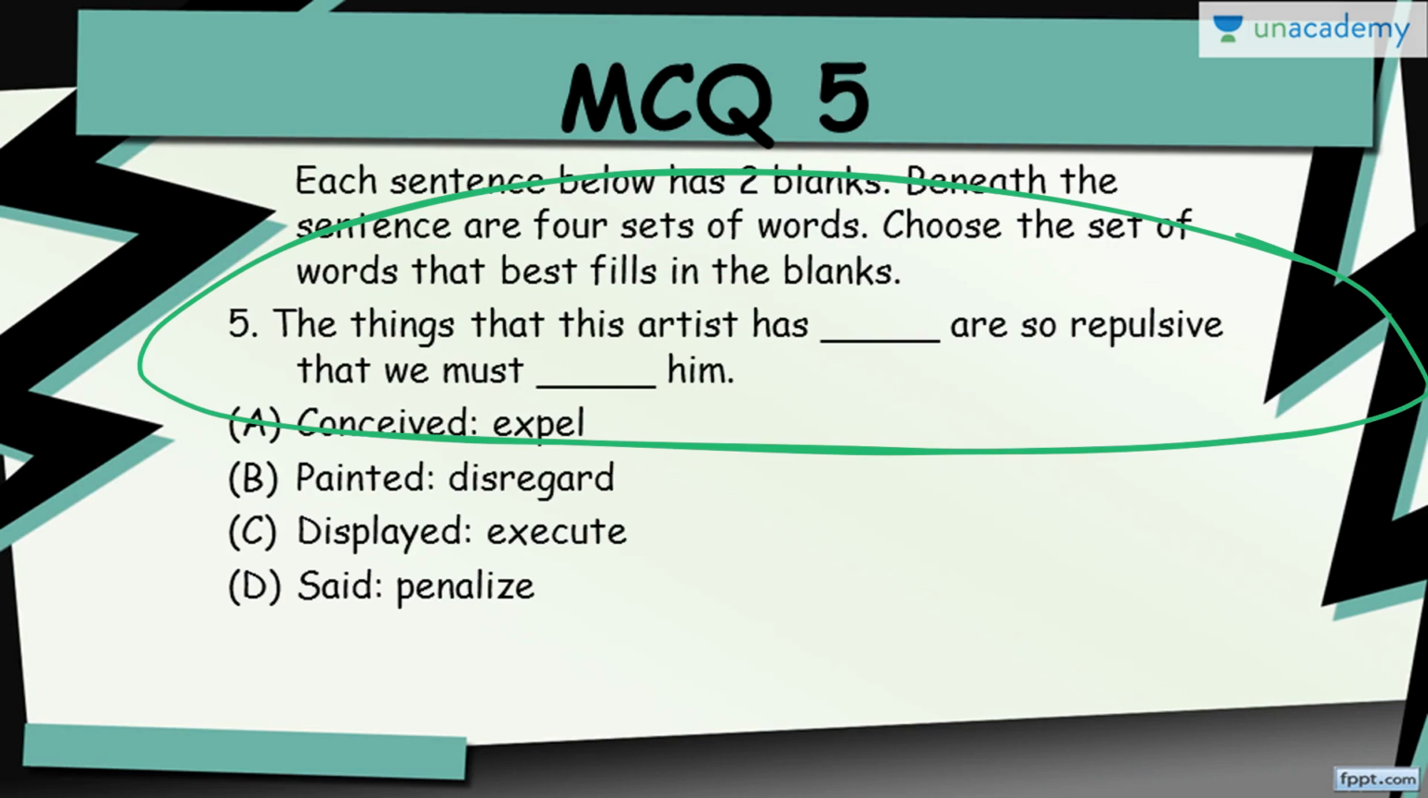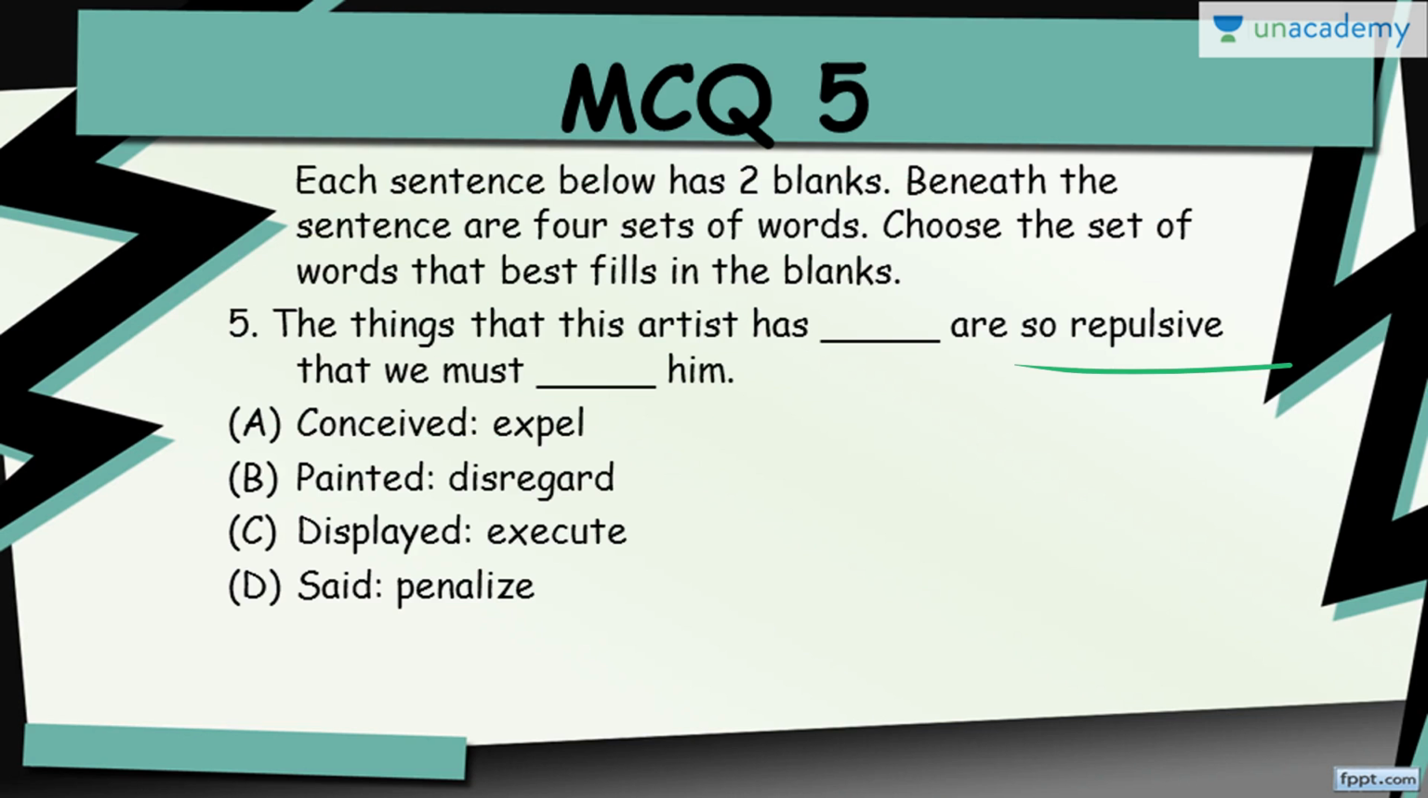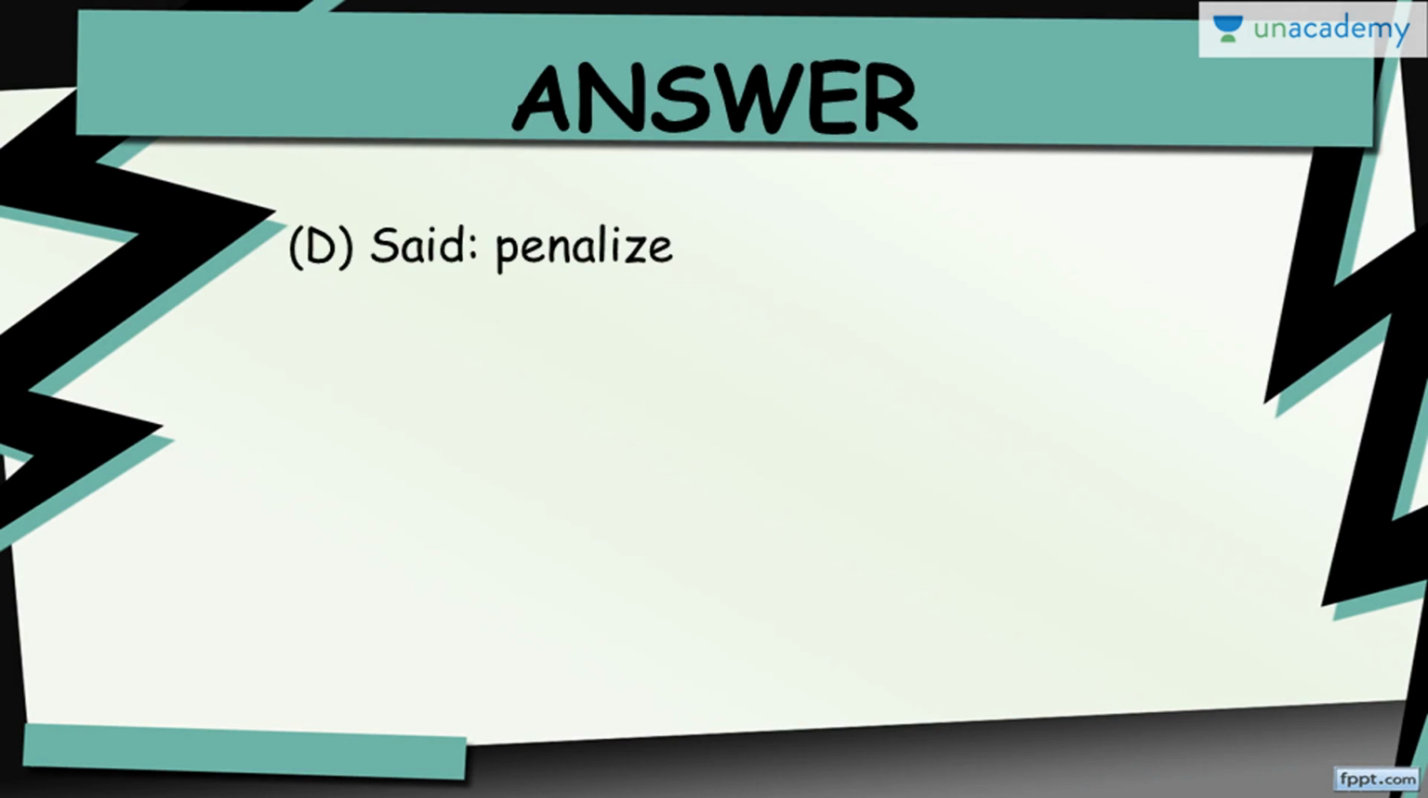The things that this artist has blank are so repulsive that we must blank him. Now you can see all of these options. A, conceived and expel. B, painted and disregard. C, displayed and execute. D, said and penalize. You can select the answer, take your time. So the correct answer to this MCQ is D, said and penalize.